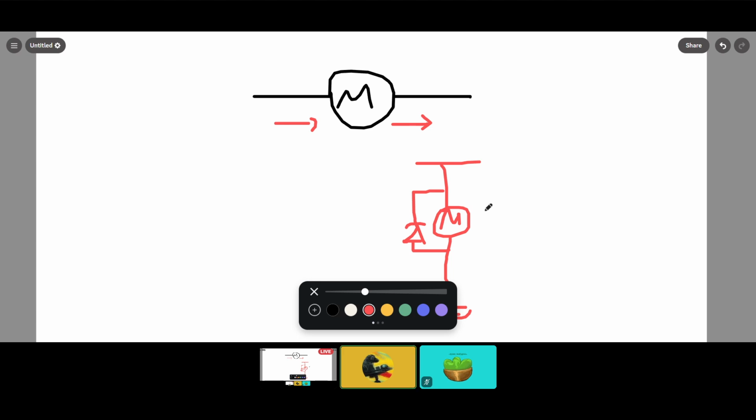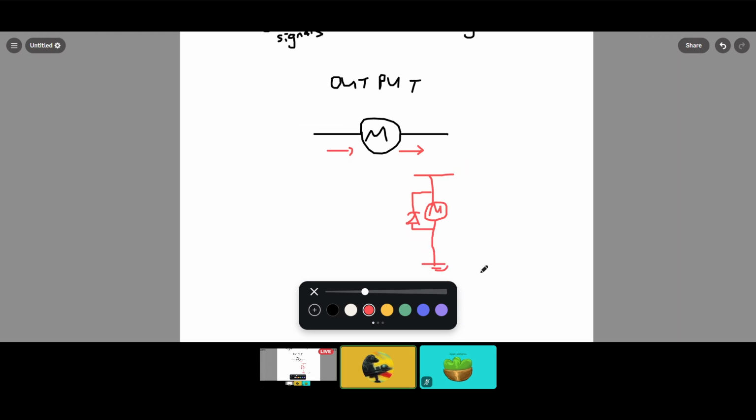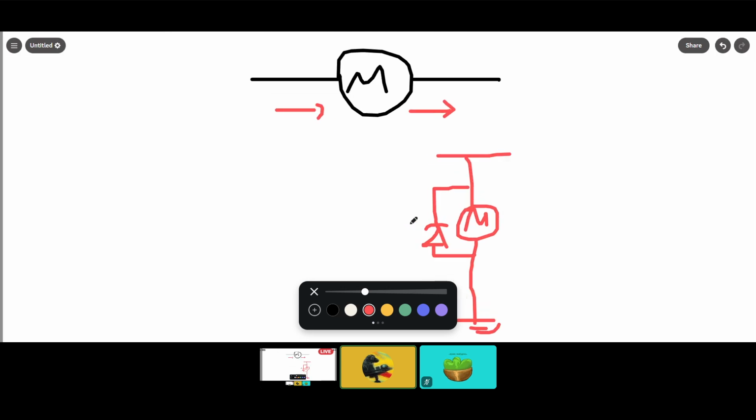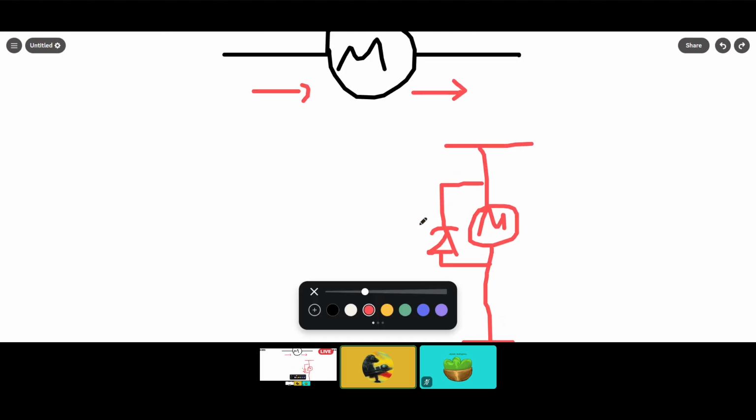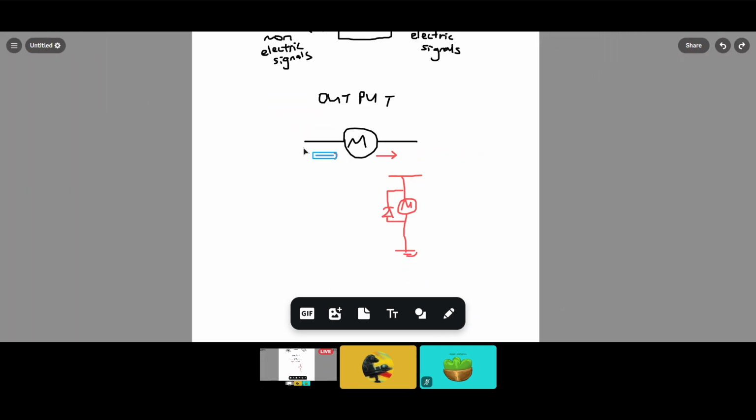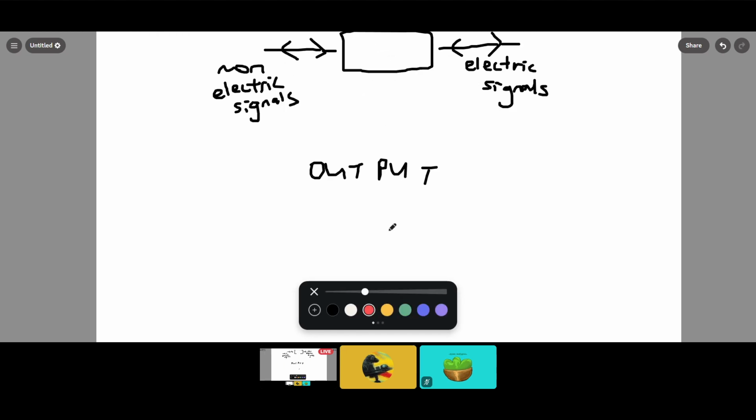That's why the diode is there, to protect more vulnerable components. Okay, and that's why when you're using a motor, you must have a flyback diode. This is known as a flyback diode. It is a normal diode, but its configuration gives it the name flyback diode. Okay, let's move on to the next output transducer.